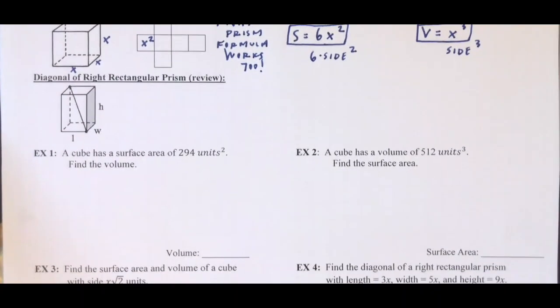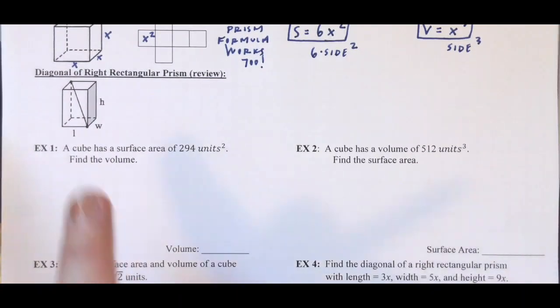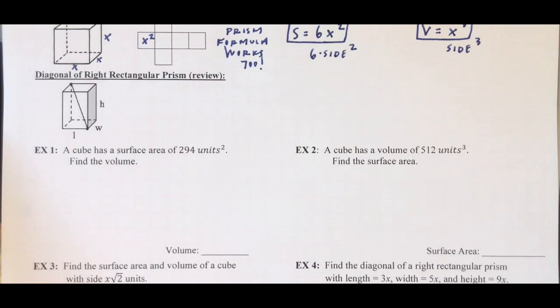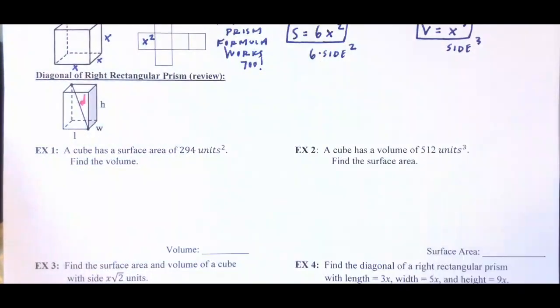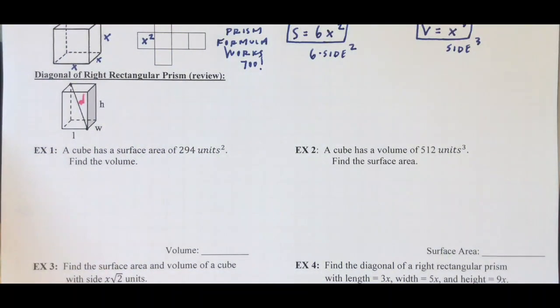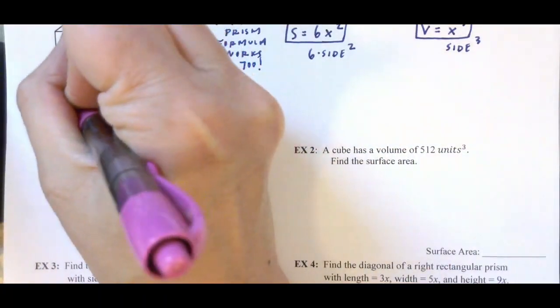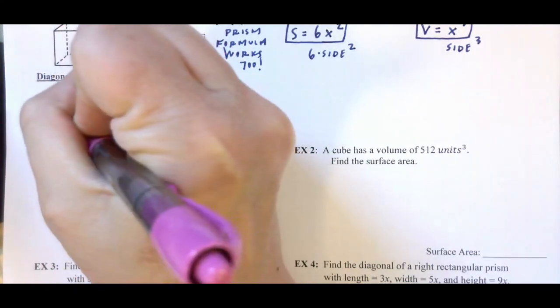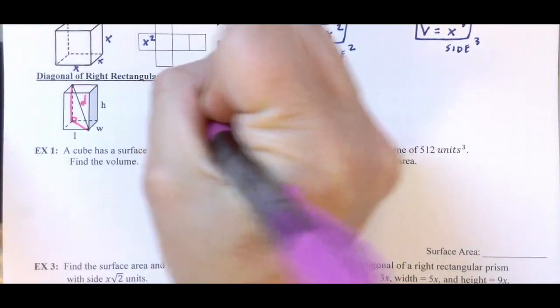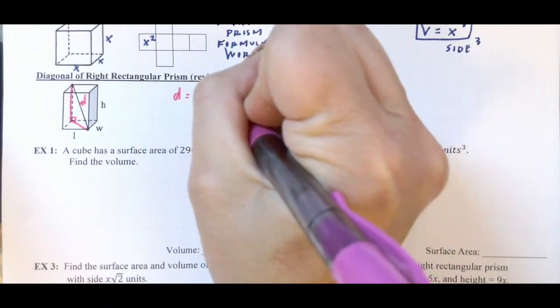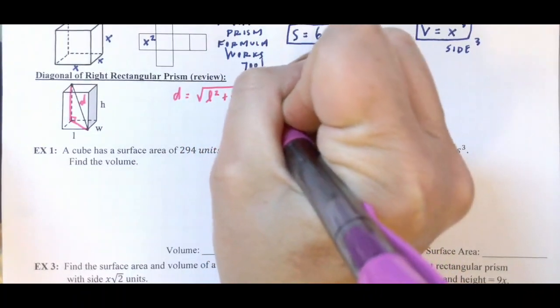All right, a little bit more review. So here we derived this in class the other day. If I'm looking at the diagonal of a right rectangular prism, here is my diagonal, right? I'm connecting opposing vertices, and I'm really visualizing this right triangle inside of my 3D shape. What we derived is that the diagonal is equal to the square root of length squared plus width squared plus height squared.